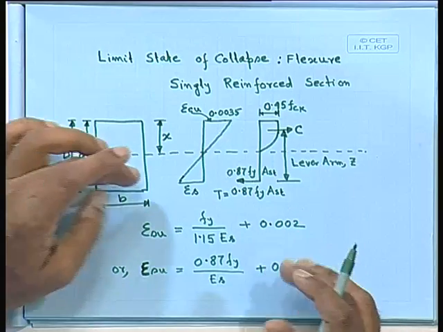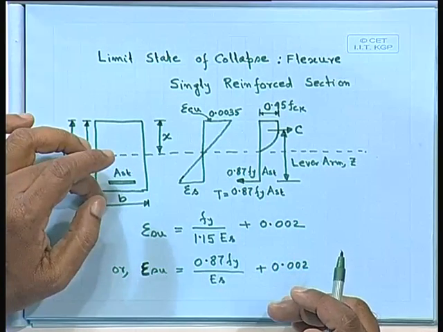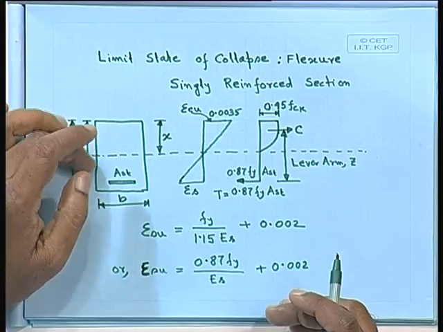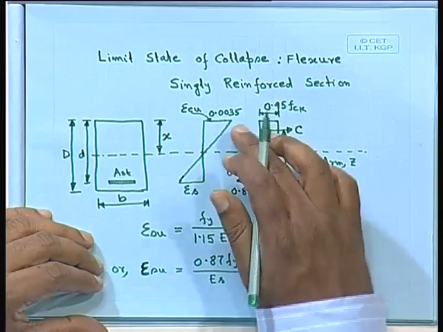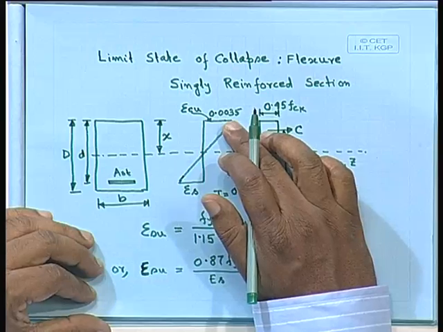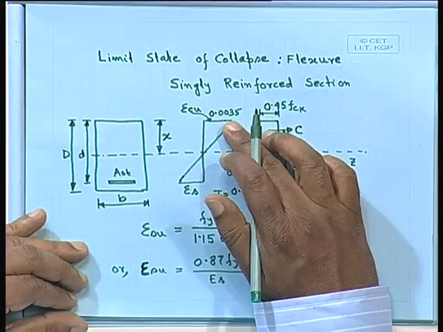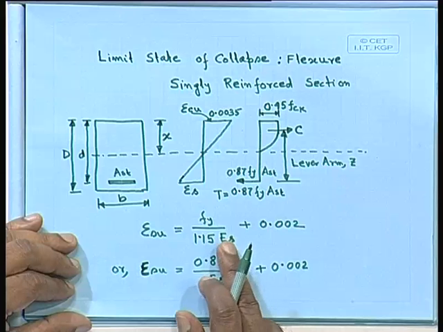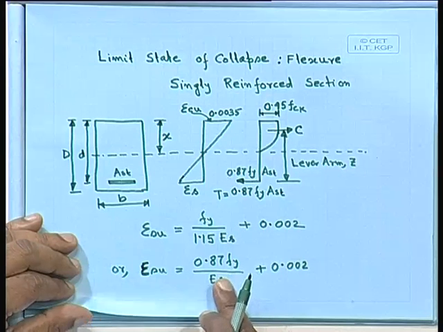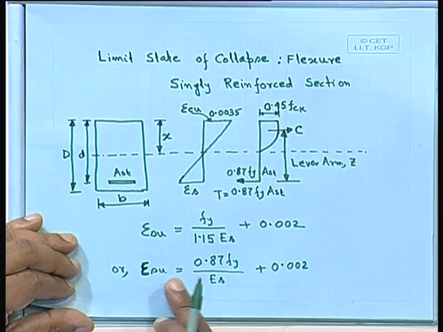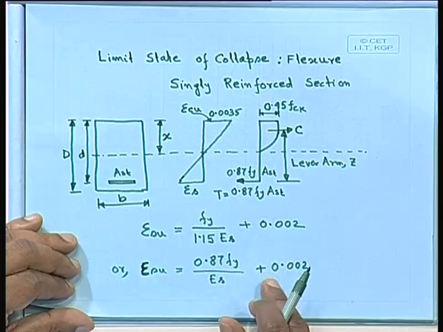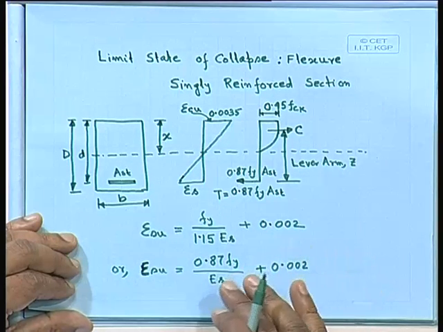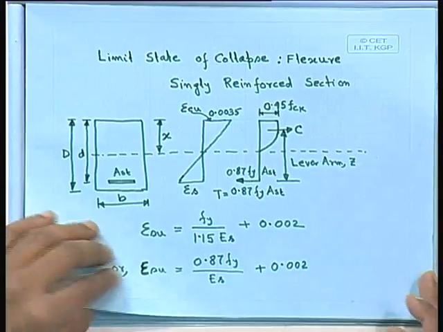We are considering a singly reinforced section, with reinforcement only in the tension side, and we know that 0.0035 is the limiting strain in concrete in compression. We shall get the corresponding epsilon SU. For different grades of steel, we shall get different limiting strains.